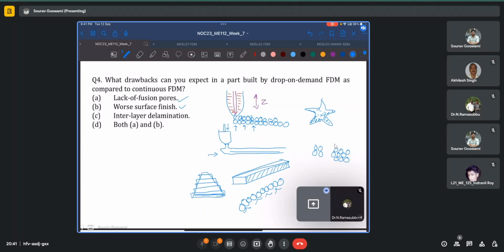Will there be interlayer delamination? There would be pores, of course, but delamination is actually a process-based defect, which has several other factors controlling it, such as one of the factors which we discussed: the remelting of the previously deposited layer or the remelting of the substrate, which will actually control interlayer delamination. And it might be equally bad in both of the cases. So I would suggest this is not generally true. It might happen in certain cases, but we can't have a general opinion on this. Thus, both A and B, that is both lack of fusion pores as well as worse surface finish than other conventional AM-based techniques, can be expected.